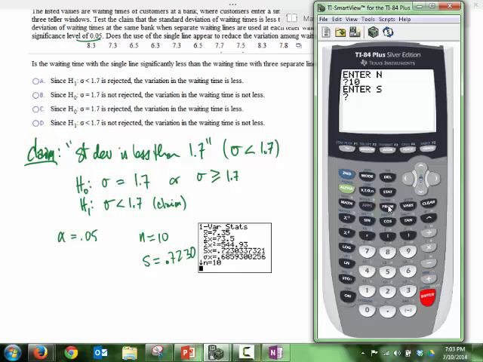Enter the standard deviation. Our standard deviation is 0.723. That's for the sample. And then the next one is the sigma. Next one is the sigma, and that is from our null hypothesis, so that's 1.7.